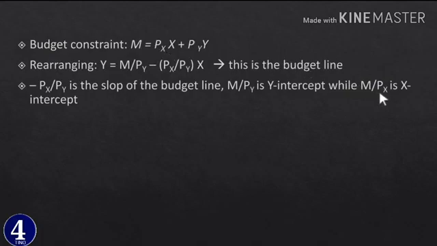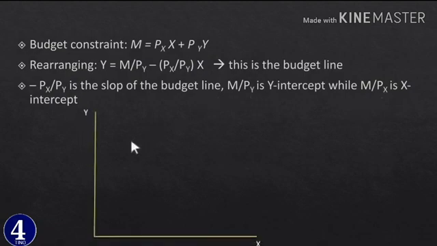So m divided by px is the x intercept. In order to draw the graph, m, px and py are given. Simply, we have commodity y on the y axis and commodity x on the x axis. To draw the budget line that constrains these commodities, we calculate our y intercept, m divided by py, and place a point where we find it. We place m divided by px where we find it on the x axis, and connecting the two points is going to give us the budget line. So simply, this is the procedure for drawing a budget line.